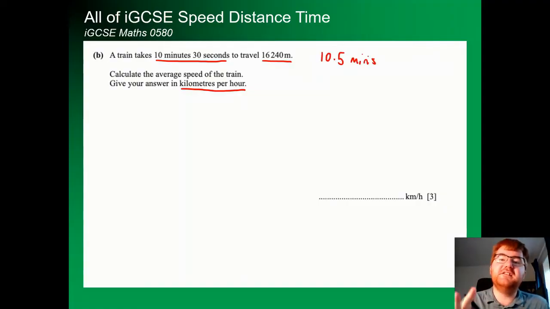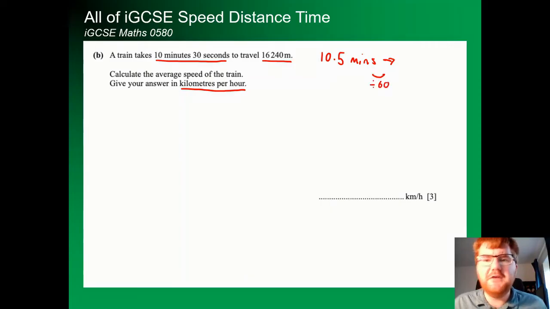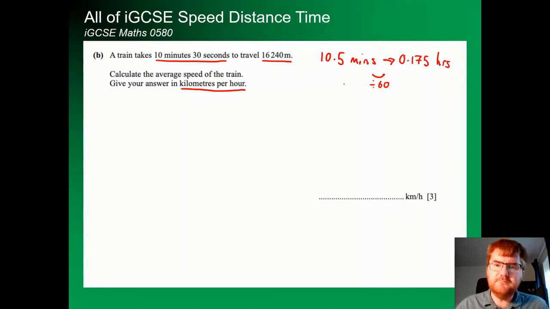Remember, 30 seconds is half a minute. And I'm just going to convert that into hours. So the way that we do this is just divide by 60. And you have a calculator in the exam, so there's no reason why we can't exploit that and use it. So we get 0.175 hours.